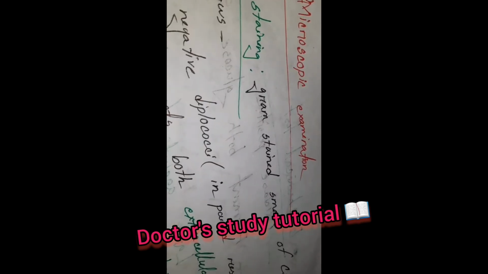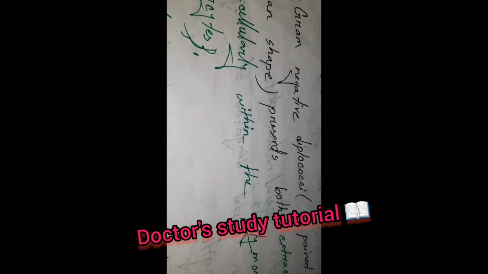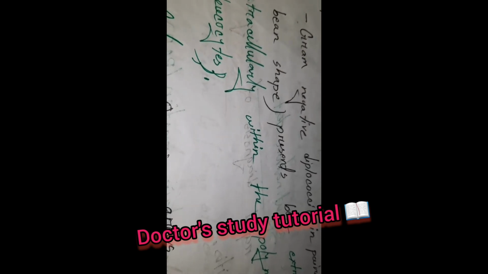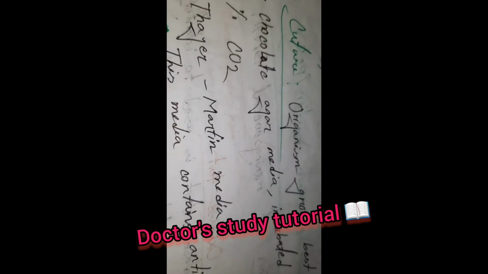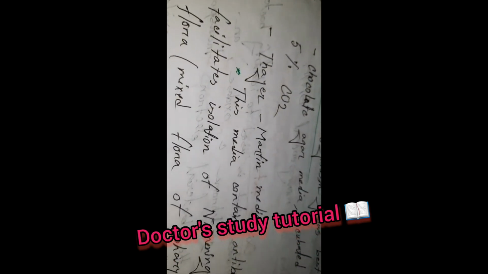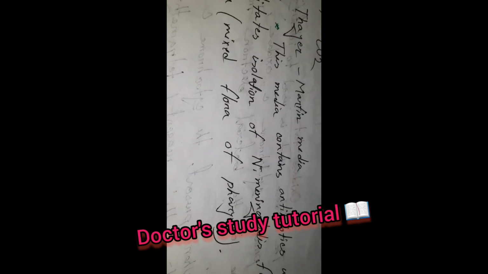And then microscopic examination, gram staining. Here we can see gram-negative cocci arranged in pair. They are called diplococci. Then another third point is culture. Here the media is chocolate agar media, which is an enriched media incubated at 37 degrees centigrade in 5% carbon dioxide. Another media is Thayer-Martin media. This media contains antibiotics which facilitate the isolation of Neisseria meningitidis from normal flora.